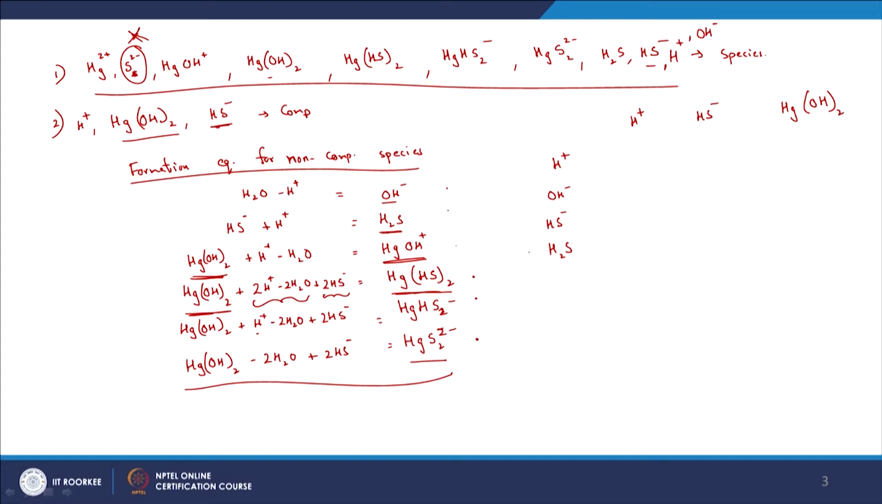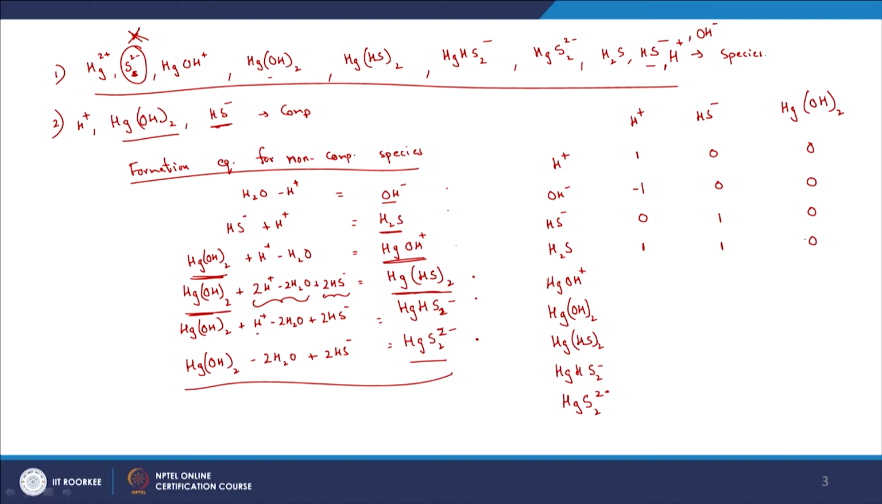And then I'm going to list all the four complexes here. So they are going to be HgOH plus, HgOH twice, Hg(HS) twice, and Hg(HS)2 minus, and HgS2 2 negative. So from the formation equations, let's write them down. So it's going to be equal to H plus here, and 0, 0. How do I form OH minus? I need minus 1 here, 0, and 0 here. How many HS minus do I need? Here HS minus itself is a component, so it's going to be HS minus is 1 here and 0 and 0. And how do I form H2S? I need 1 H plus and 1 HS minus, and this is going to be 0.